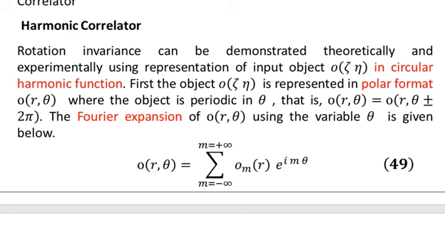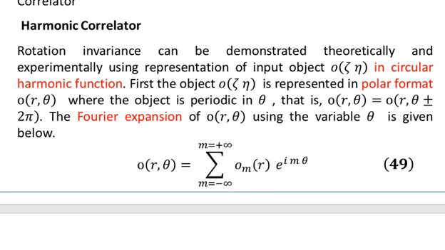Harmonic correlator. Rotation invariance can be demonstrated theoretically and experimentally using representation of input object O at the zeta and eta coordinates in circular harmonic function. First, the object O as a function of zeta and eta is represented in polar format, that is O as a function of r and theta, where the object is periodic in theta. That is, O as a function of r and theta is equal to O as a function of r, comma, theta plus minus 2 pi.